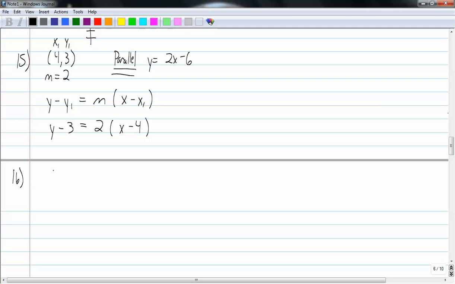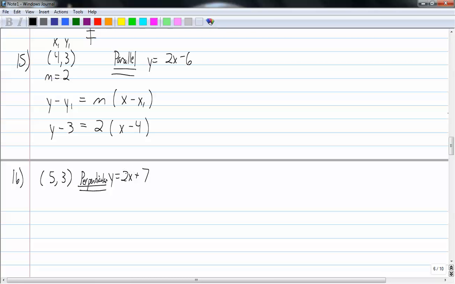Number 16, passing through (5, 3) and perpendicular to y equals 2x plus 7. Perpendicular is very important for this problem. If a line is perpendicular to another line, that means that it has a slope that's the opposite reciprocal.